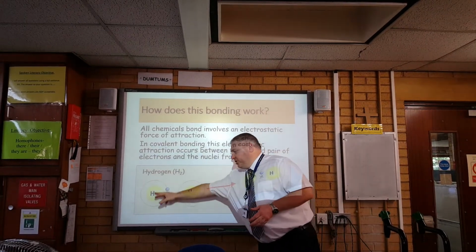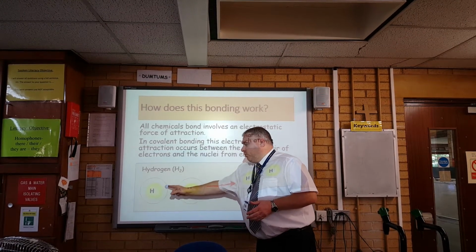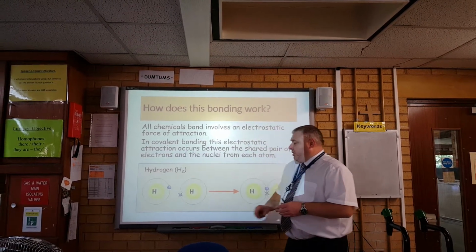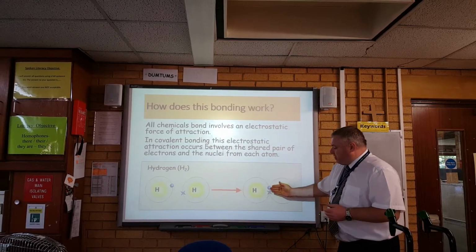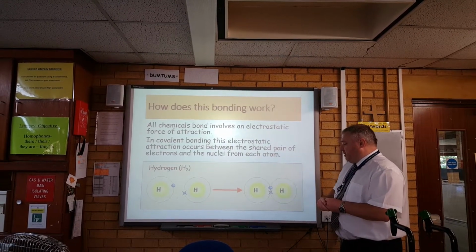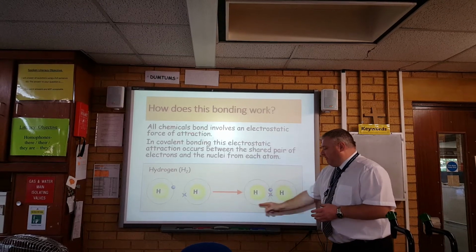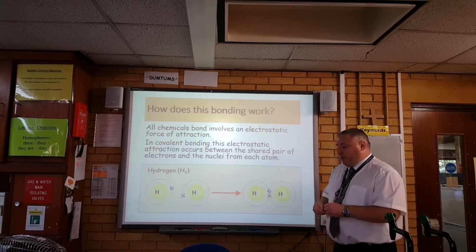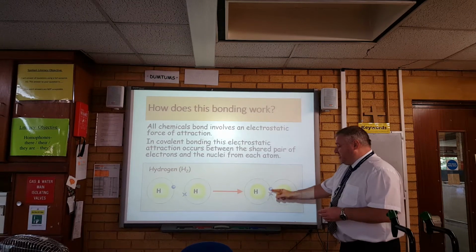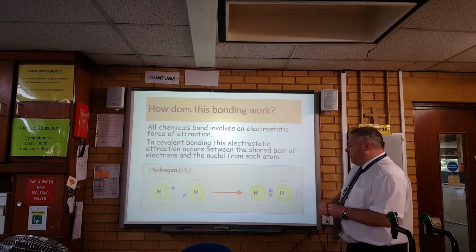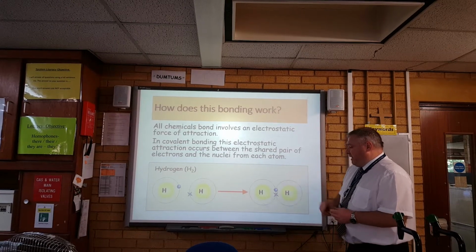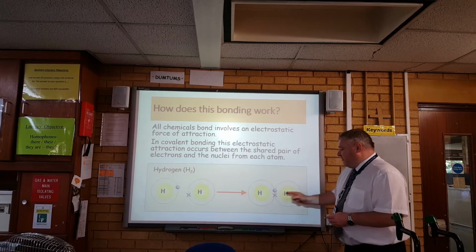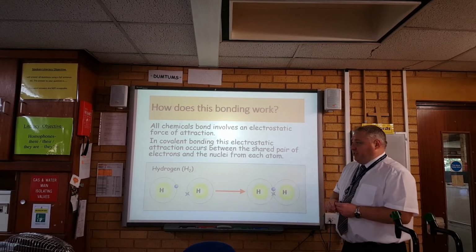And if we look at the simplest molecule you can have, which is hydrogen gas, hydrogen is atomic number 1. It's got one electron in its outer shell. And if we've got two of them, and they join together, they can both share one electron each, and that now gives them a full outer shell. Remember, the first shell can only hold 2 electrons, so this is a full outer shell now. Now this electrostatic attraction is going to be between the negative shared pair of electrons and the positive nuclei of each of the hydrogen atoms.